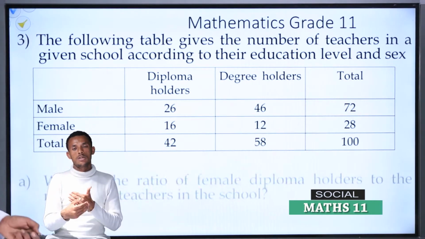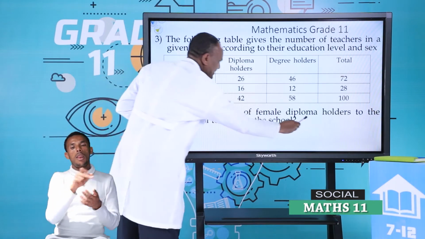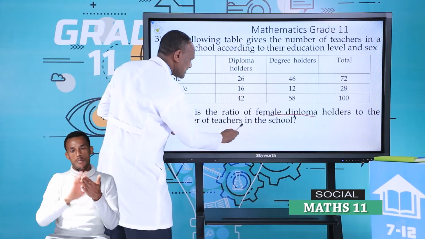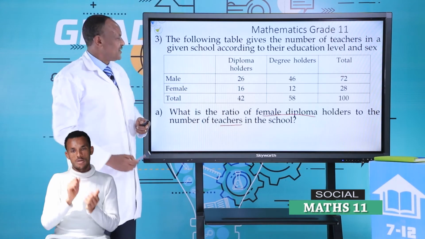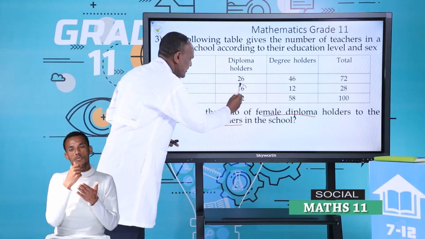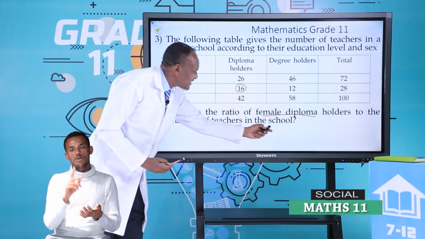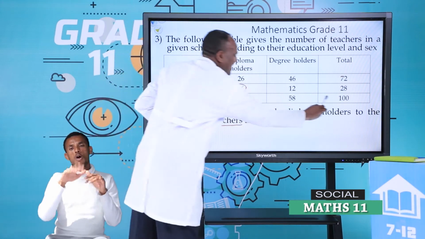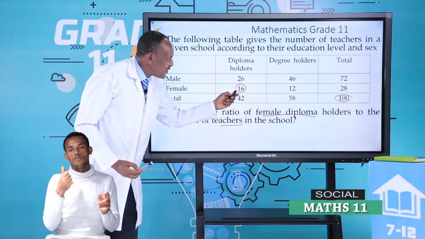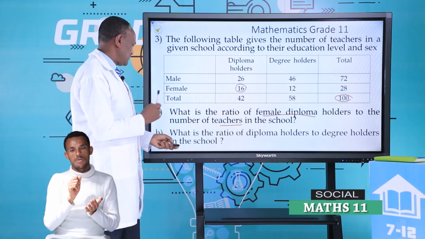Then what you are asked: what is the ratio of female diploma holders to the number of teachers in the school? So how many female diploma holders are there? Along the female row, 16 of them are female with diploma. To the number of teachers in the school. In the school campus, there are 100 teachers. So what is the ratio of female diploma holders to the total number of teachers in that school? So this could be written.